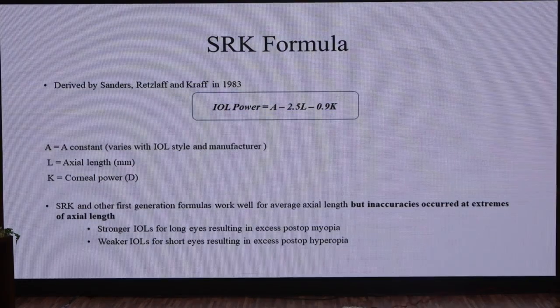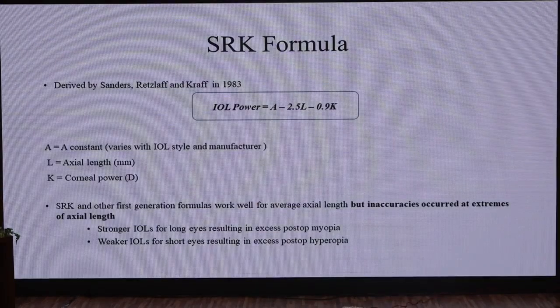But what is important in this formula is that the axial length should be between 22 and 24.5 millimeter. Now why is that important? For longer eyes, that means if the axial length is more than 24.5 millimeters, according to this formula, it is going to calculate a stronger IOL power.